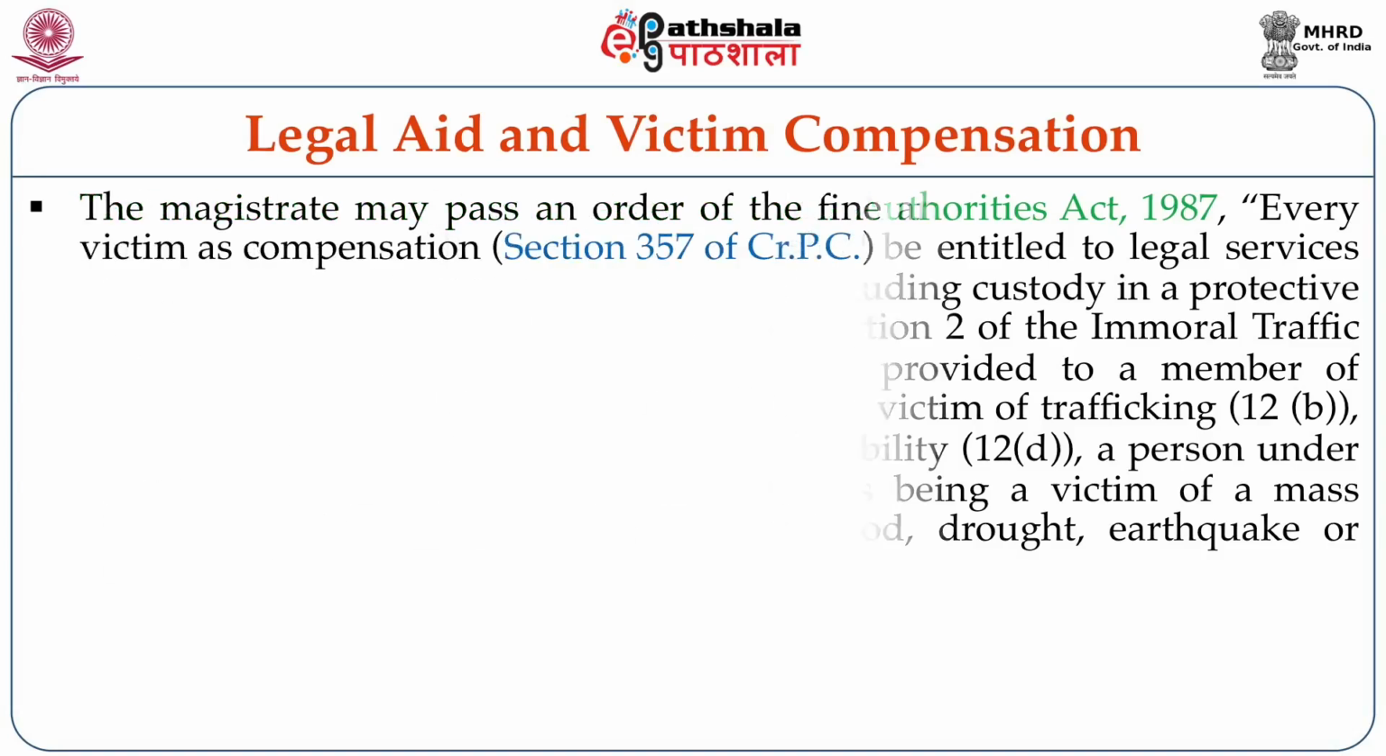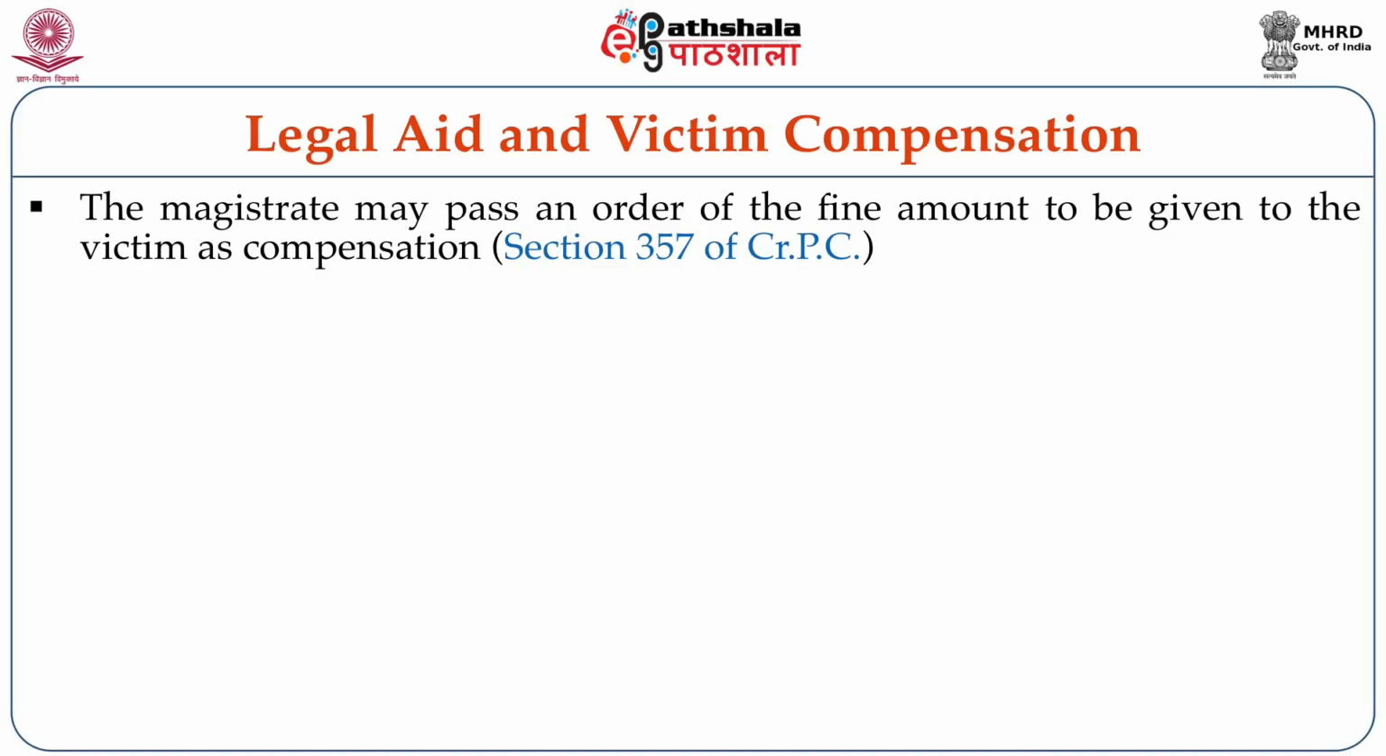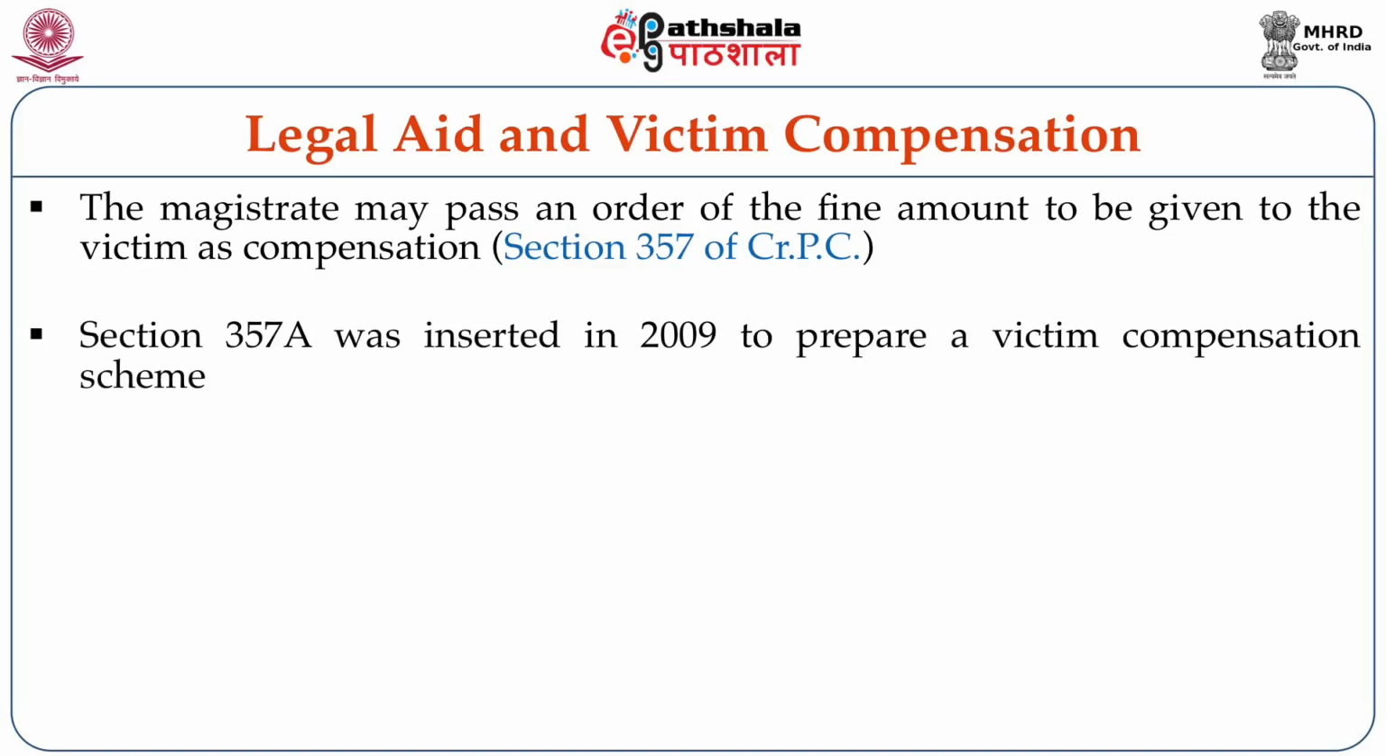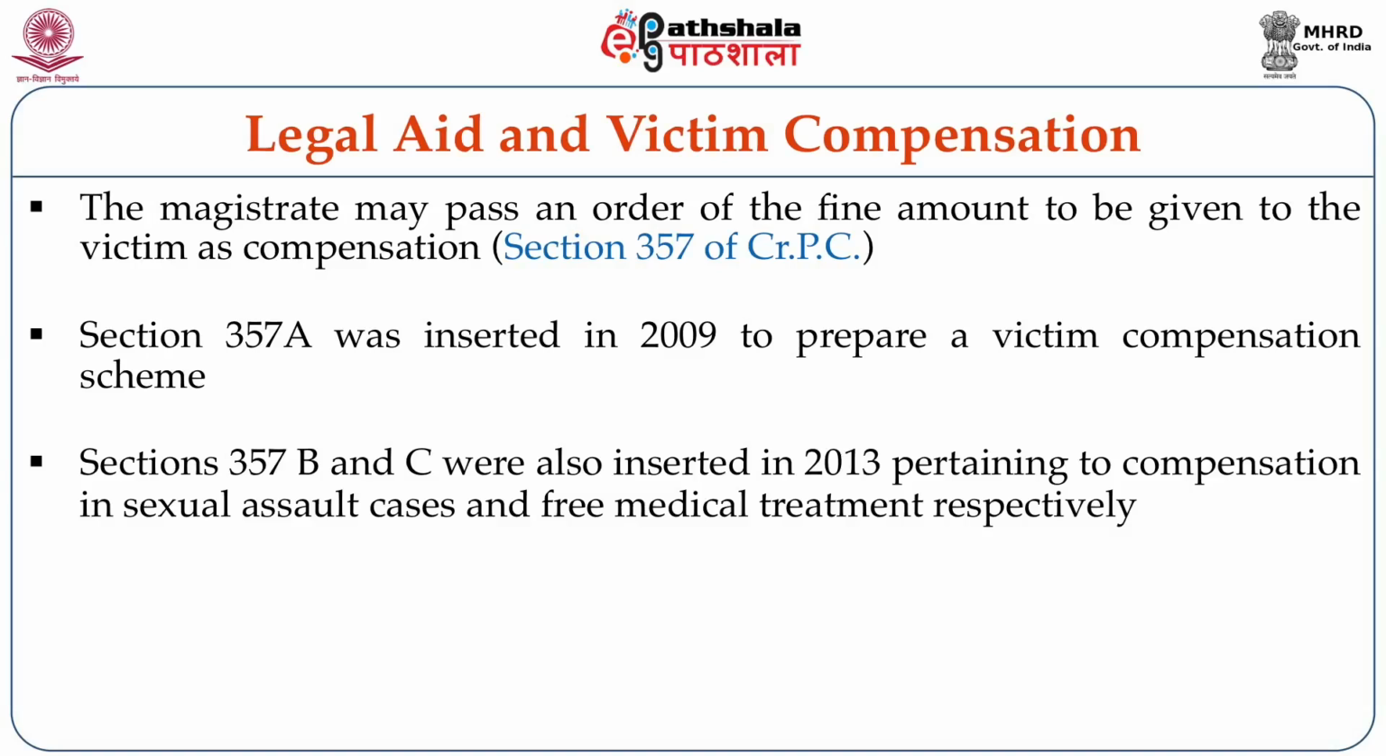There are also provisions whereby a magistrate may pass an order that the fine that is levied against the offender should be given towards compensation to the victim. This is under section 357 of the CRPC. 357A was inserted in 2009 to prepare a victim compensation scheme, and 357B and C were also inserted in 2013 pertaining to compensation in sexual assault cases and free medical treatment respectively.